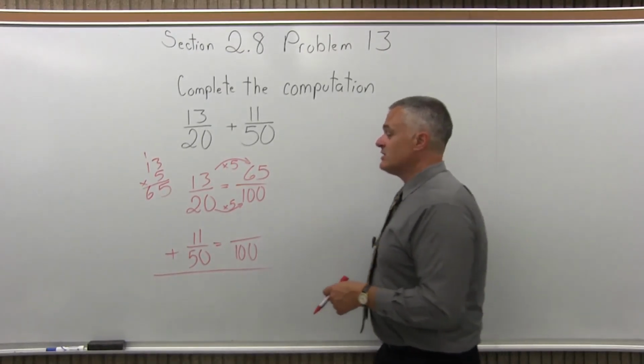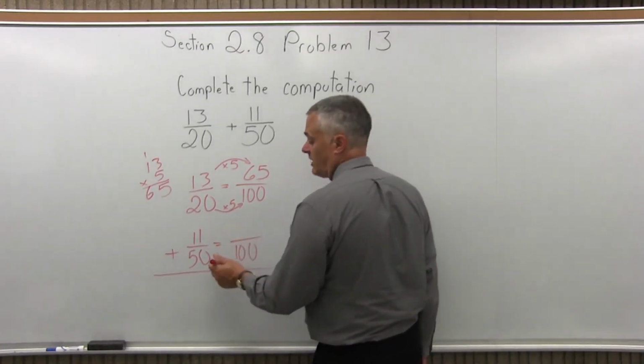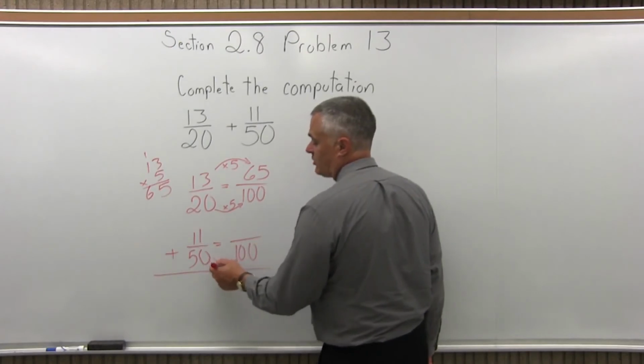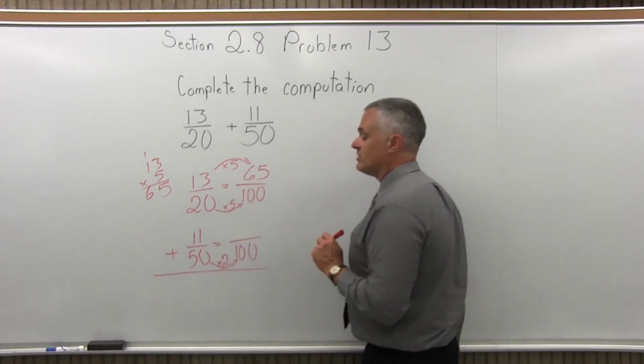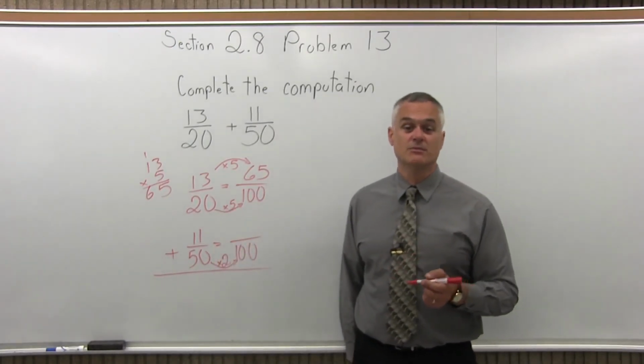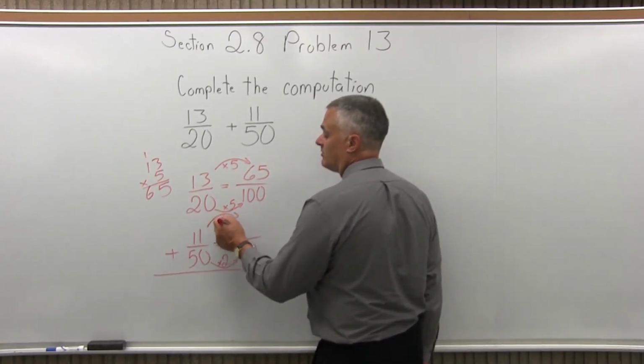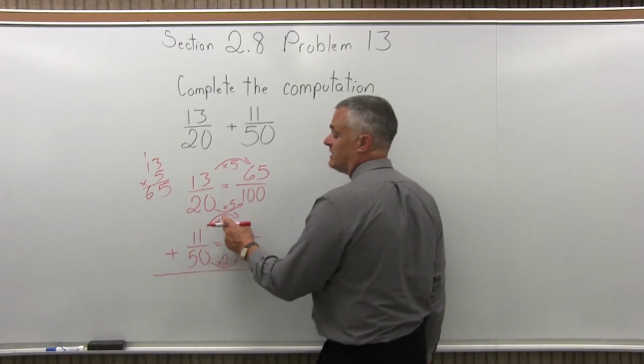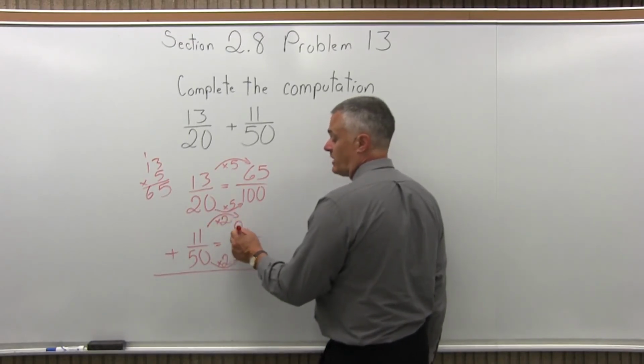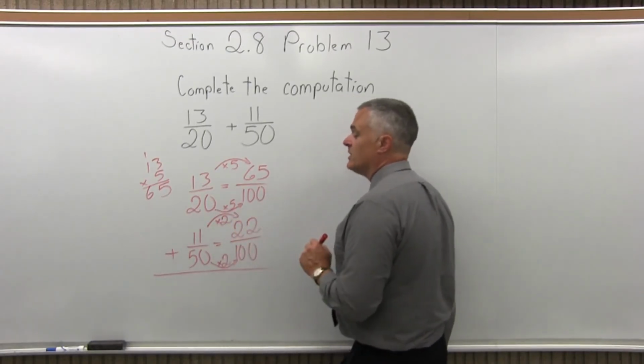Then, for the other fraction, the 11 over 50 equals something over 100. Well, the denominator of 50 times something turned it into a 100. That something must be times 2. So the numerator gets multiplied times the same amount. In this problem, times 2. So the numerator of 11 times 2 is 22. 11 times 2 is 22.